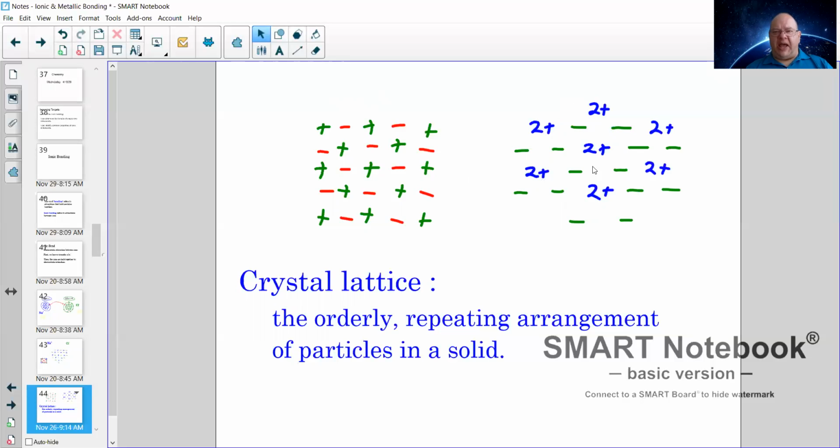Hey, this orderly pattern that forms has a name. It's called the crystal lattice. A crystal lattice or crystalline structure is the orderly repeating arrangement of particles in a solid. Not all solids are crystalline, although some people go with the philosophy that only true solids are crystalline. Orderly repeating arrangement of particles. If the particles have this orderly pattern, it's a crystalline solid.